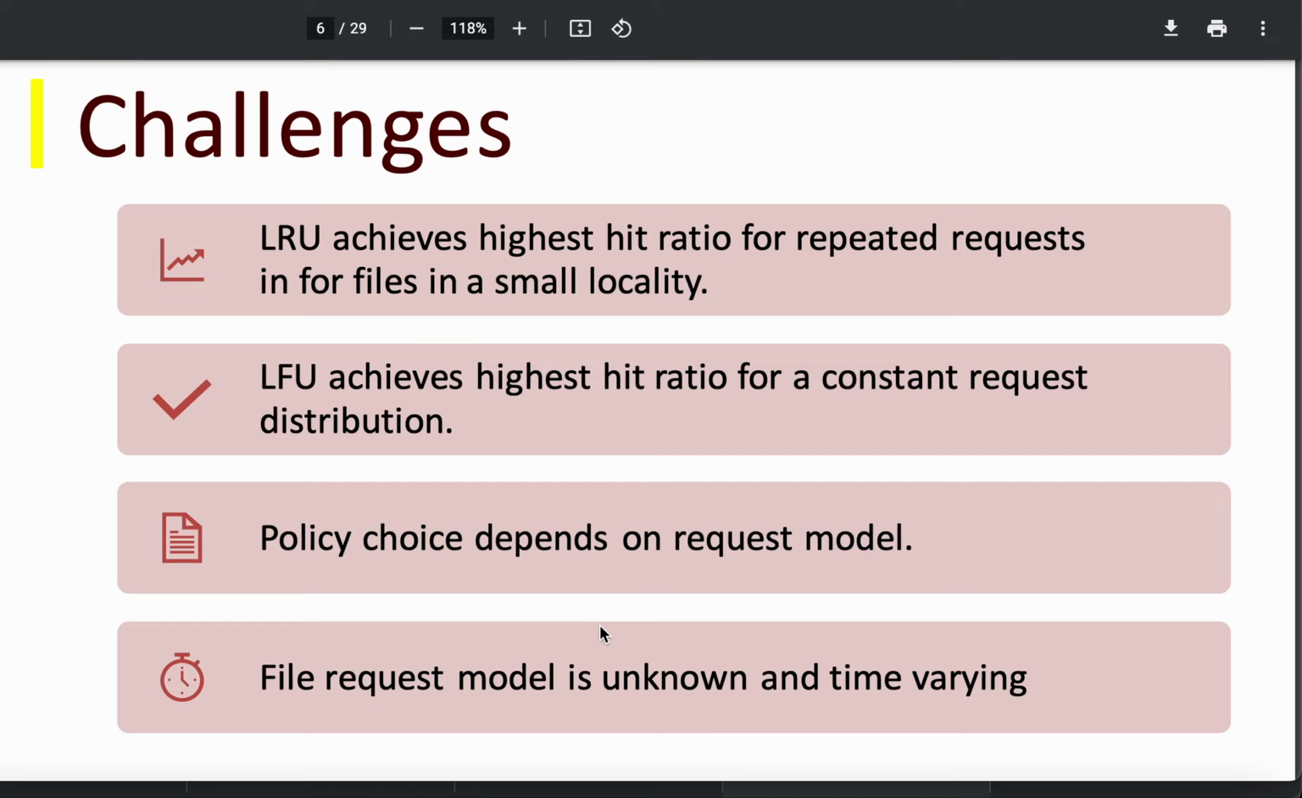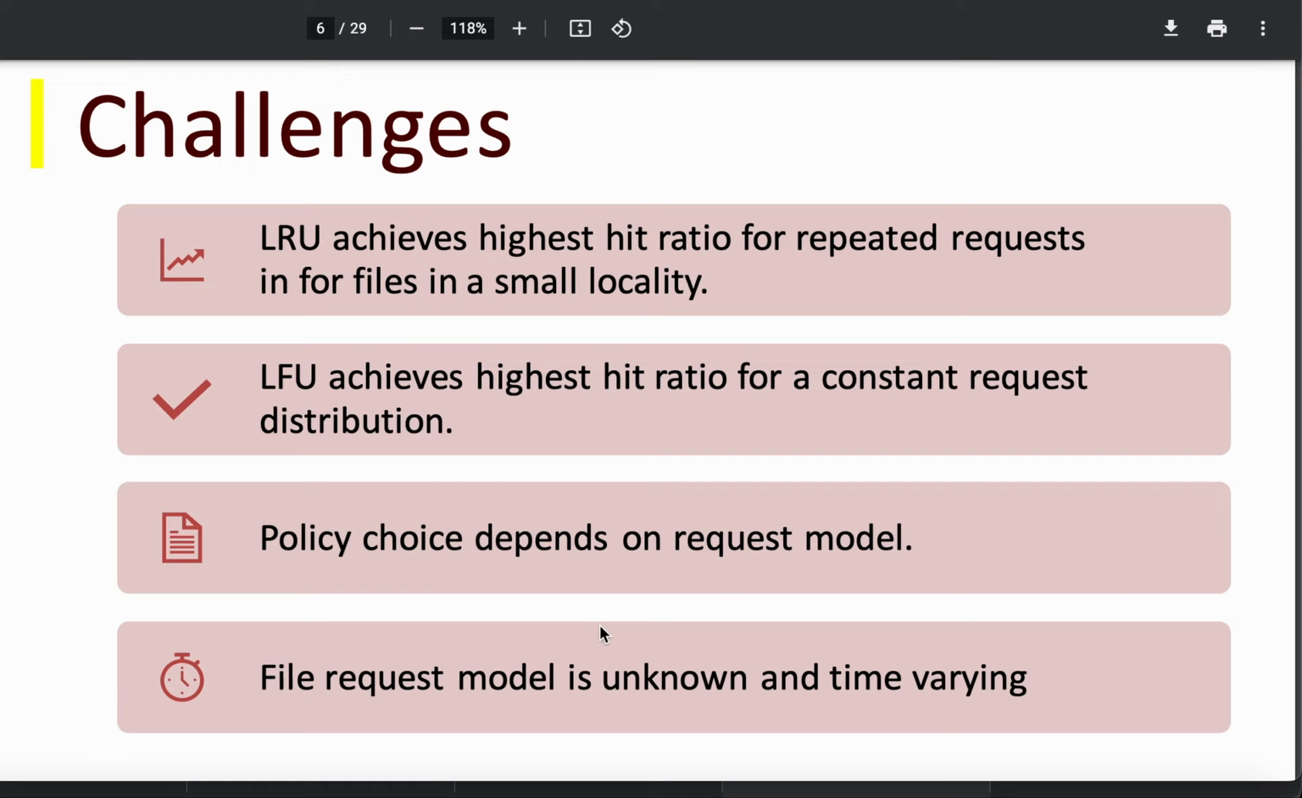LRU works very well and has a very high hit ratio. By hit ratio I mean that you're able to find the file in the cache: the number of times you find the file in the cache over the total number of requests. LRU does very well when you need to find files in a certain locality, a small number of files. That's where it really excels.